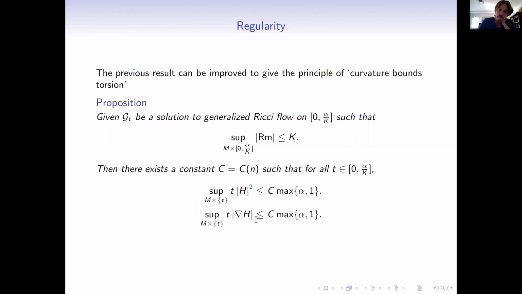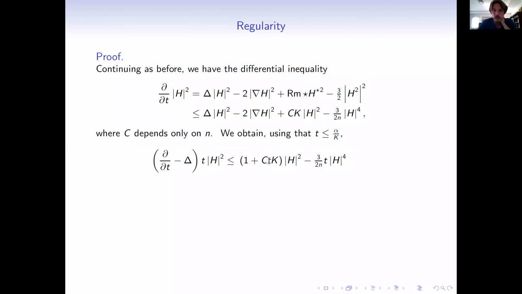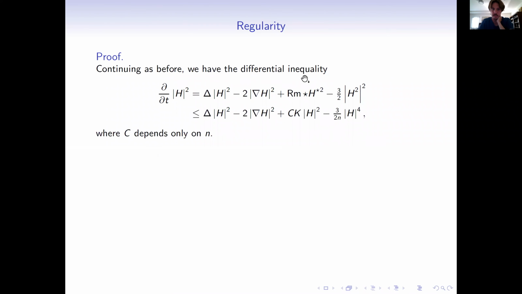The point being, as long as the Riemann curvature is bounded, then the torsion becomes, in a sense, universally bounded in terms of the curvature. Again, we discussed the proof last time, but the idea of the proof is visible in this first line or maybe the second line. This differential inequality says the time derivative of norm H squared is bounded above by the Laplacian minus twice norm grad H squared, plus whatever constant is bounding the curvature times norm H squared, but then minus a certain constant, 3/2n, times norm H to the fourth. The presence of this term is what allows you to get a maximum principle for t times norm H squared. So this is a very useful term.